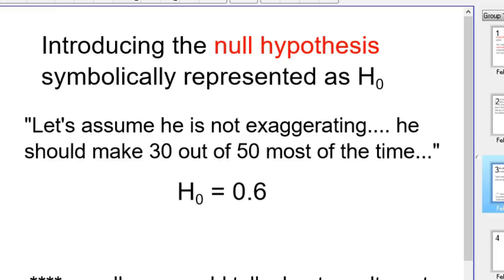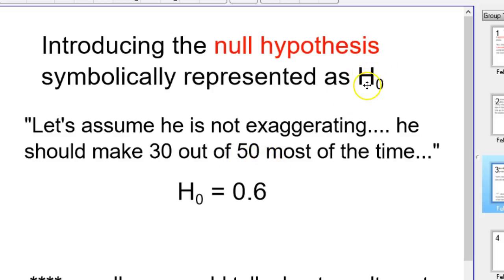So I'll introduce here the first topic, and that's the null hypothesis. So you might ask yourself, well, let's just assume he's not exaggerating. He should make 30 out of 50 most of the time. Okay, this is the null hypothesis. We're going to assume that he is correct, and he is going to make 30 out of 50. And we're going to set up a simulation to simulate this, just to see what happens when you do this.